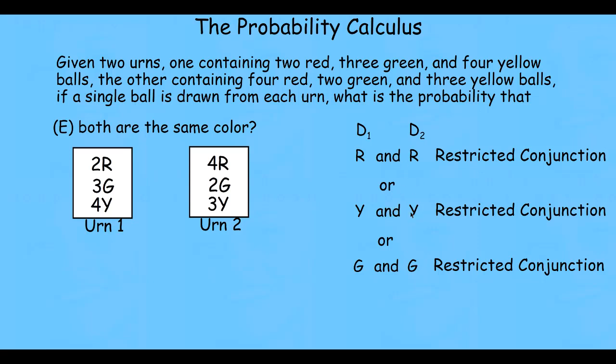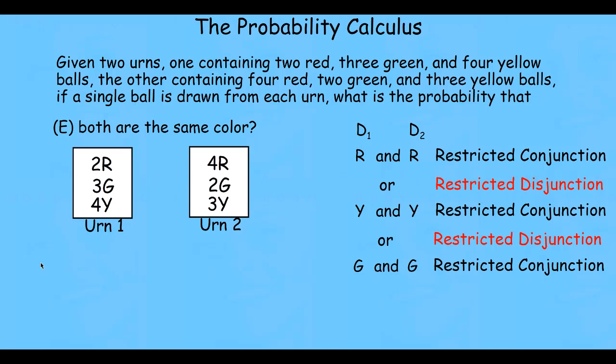So now I have to ask myself about the relationship between these, and I say, oh, are those exclusive? That is, is there only one way I can get it? I can't get this one and this one, and that's right. There's only one outcome of two draws. It could be this one, it could be this one, it could be this one, but it's only going to be one, and so I can use the restricted disjunction rule to get the probability of drawing two balls that are the same color.